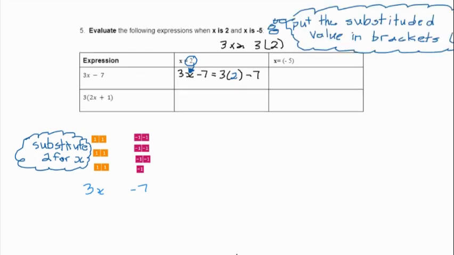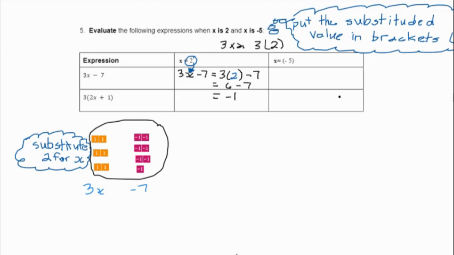Now we can keep going to continue to evaluate this to figure out the answer. So 3 times 2 is 6. Subtract 7. So we're going to write that equals 6 minus 7. And you can see that's exactly what we've got right here. 6 plus negative 7, or 6 minus 7. And we can say that equals negative 1.